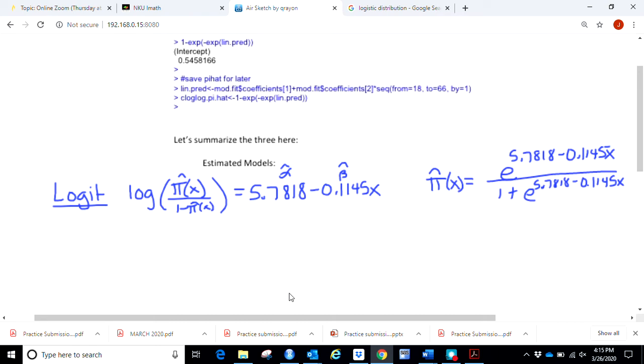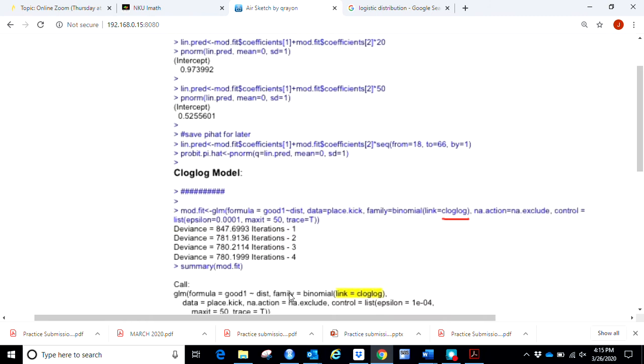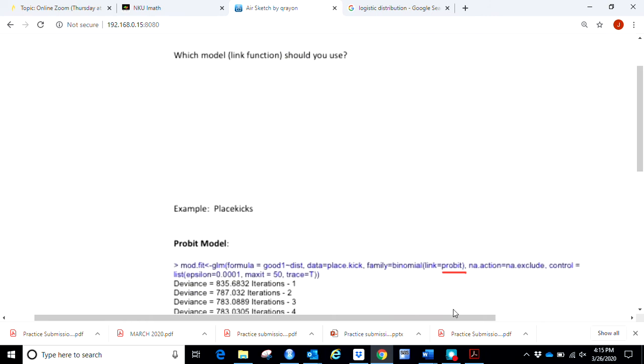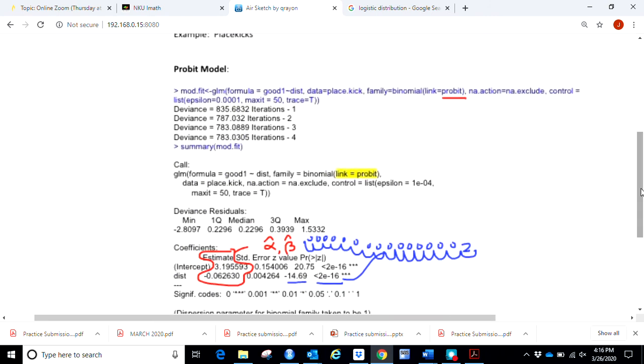Let's now talk about the Probit, since that is new. First, going back to my output. So the values I want to use for my Probit are my alpha hat, this 3.19-ish number, and then our beta hat is going to be this negative 0.06 number that we're going to be using.